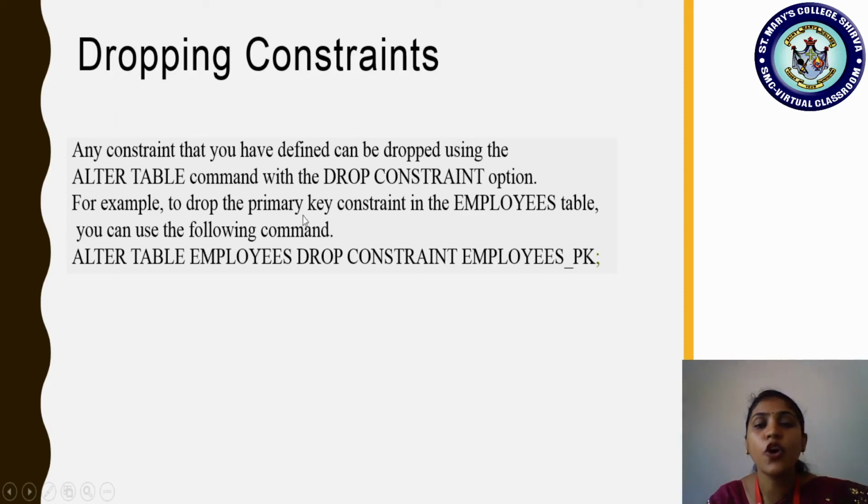Just check out one sample here. For example, to drop the primary key constraint in the employee table, you can use the following command. Now I would like to mention that I haven't yet discussed how to attach the primary key constraint to a table. But before that, we are discussing how to drop that particular constraint. We'll take up attaching it right after this. So just check out the command where we are removing the primary key constraint.